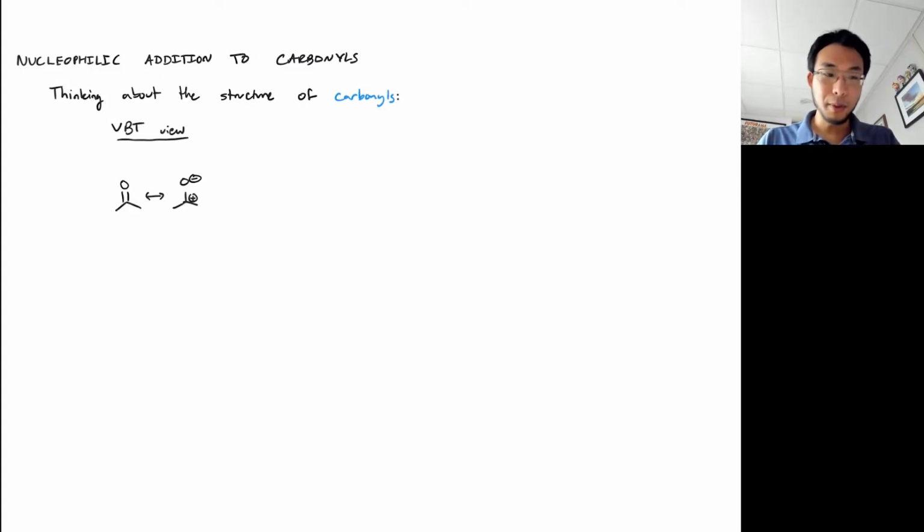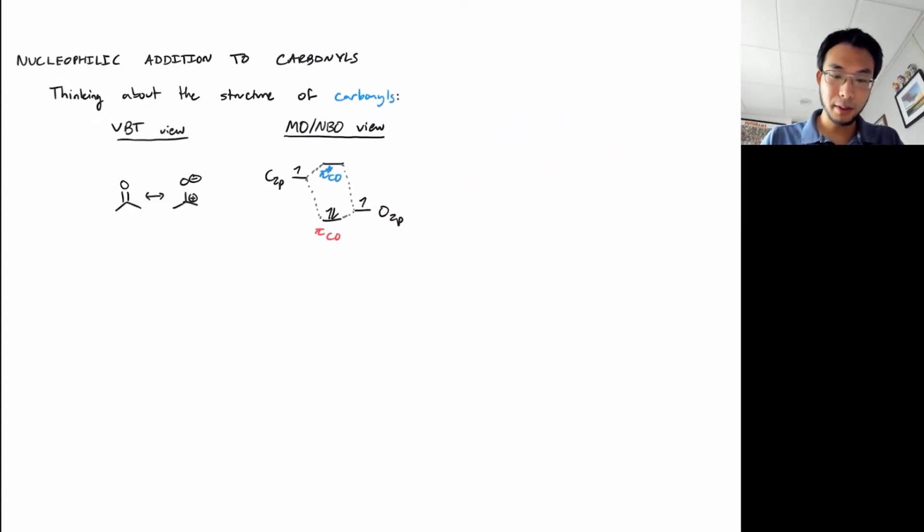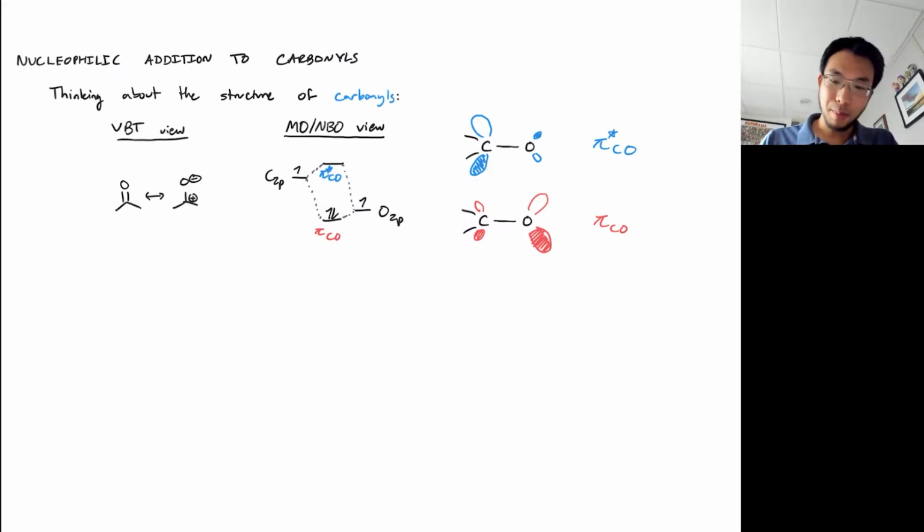From a molecular orbital perspective, the carbonyl bond can be viewed as the overlap of the atomic carbon 2p and the atomic oxygen 2p orbitals, and in doing so creating a pi CO bond and an empty pi star CO bond. These orbitals look like this as shown. So the big thing to take away here is that there's much more volume in the pi bonding orbital around the oxygen atom, and in the pi star antibonding orbital there's a lot more volume and thus more potential for overlap around the carbon atom.